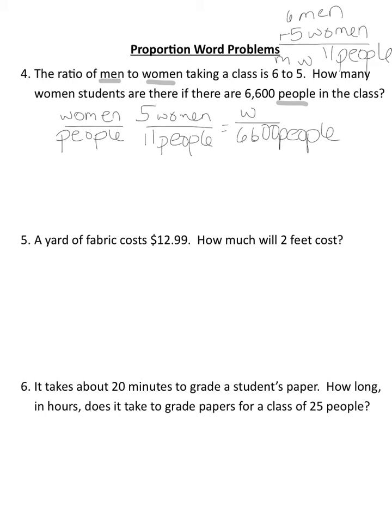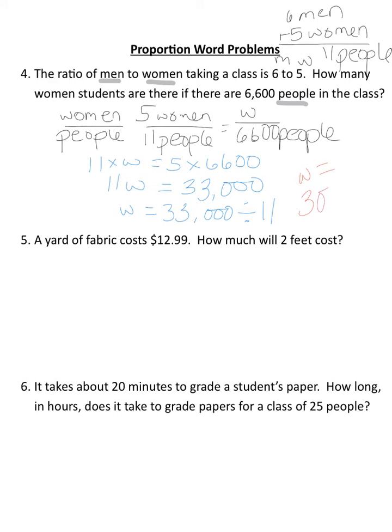So we go about solving our problem. 11 times W, 5 times 6,600, giving us 11W equals 33,000, which we will want to divide the 33,000 by 11. And that gives us that we have 3,000 women.